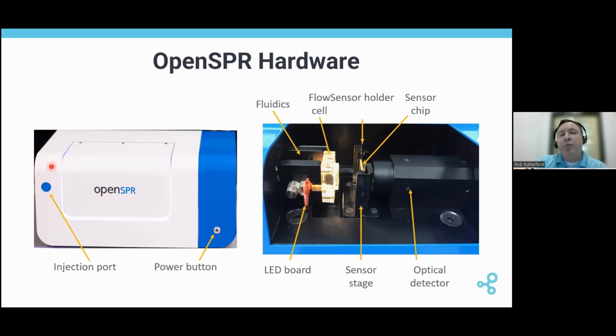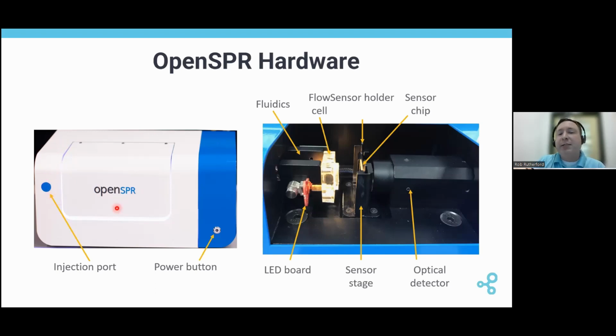There's a sample loop in there, so you can load a sample a couple of seconds before you're actually injecting it. One thing to remember is when you load a sample, it's not actually connected to the rest of the instrument until you click start or click inject on the software. So if you load something into the sample loop, turn around and look at your laptop and nothing happens, you haven't actually introduced it across the sensor yet.